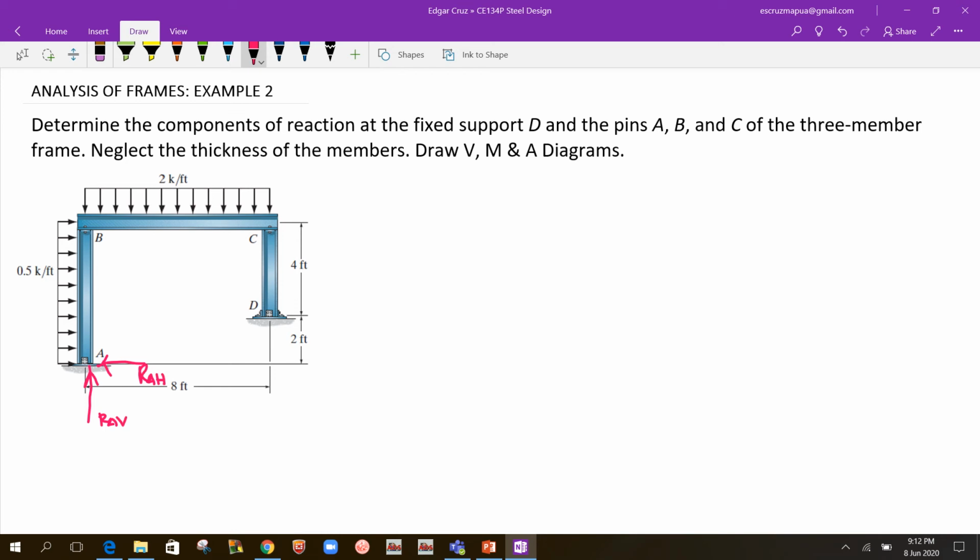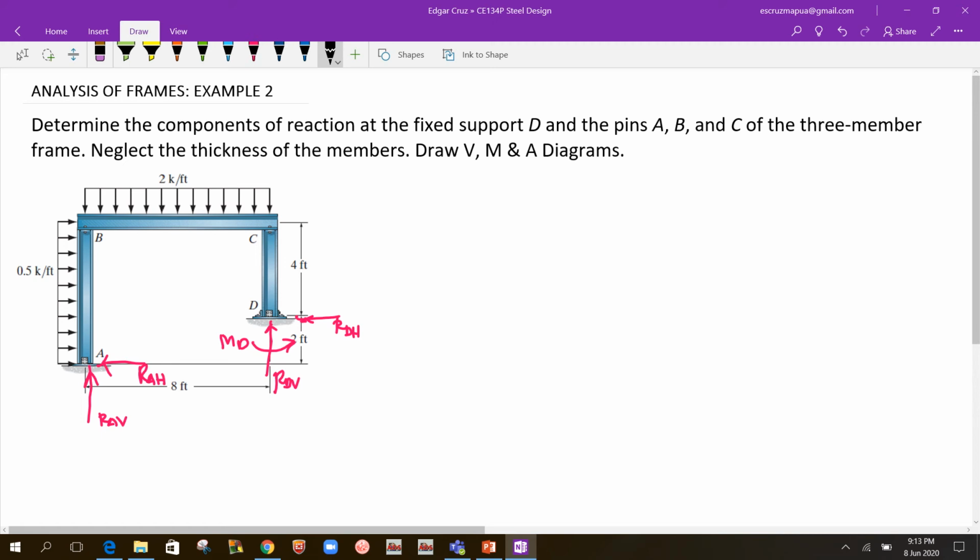While at joint D, this is a fixed support, so we'll have a vertical reaction. Let me call it RD vertical, and there will be a horizontal reaction here, so let me call it RD horizontal. And there is a moment, since this is a fixed support. Let us call it moment at D. For the direction of the moment, we could assume either clockwise or counterclockwise. So let me assume that the moment here is counterclockwise.